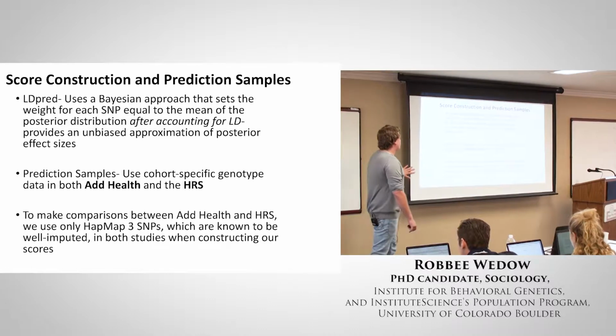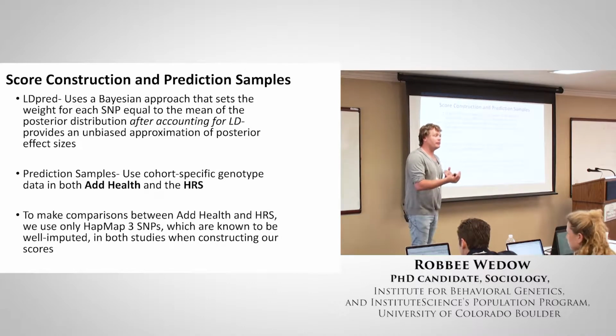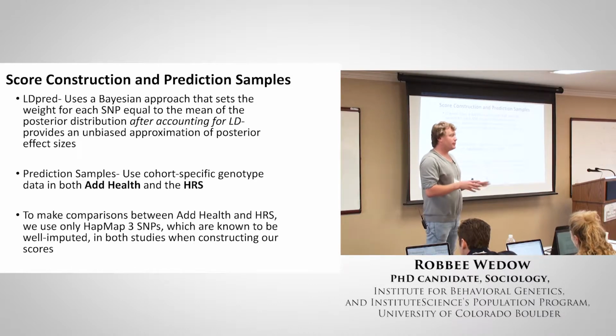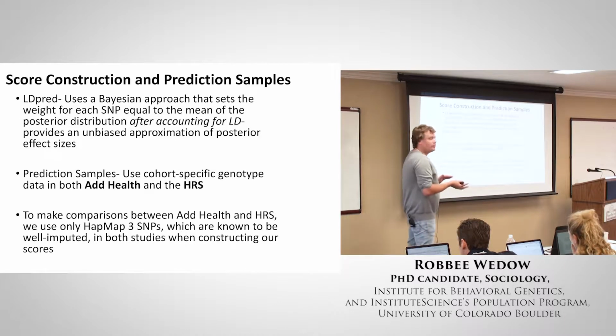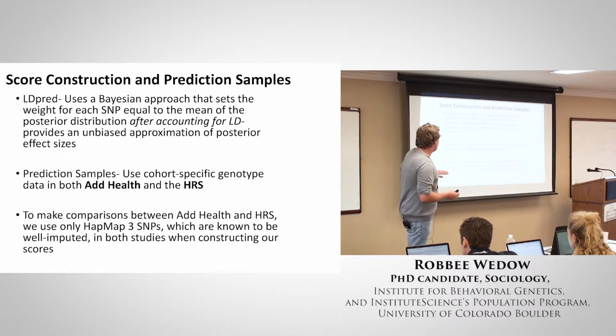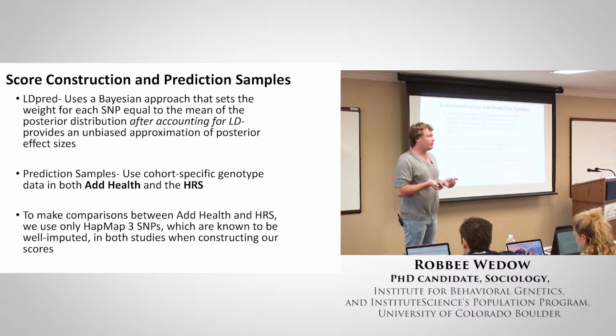And Isu mentioned this point earlier in the week, but in this prediction section, we're actually interested in making comparisons between our scores in AdHealth and in HRS. So we'll impute both of our data sets. This is a little bit different than what you've done. You were using genotyped SNPs. Here we'll be imputing both data sets, and we'll be using HapMap3 SNPs from those imputations. This allows us to make fair comparisons, and also we know, as we talked about earlier, that those SNPs are known to be reliably well imputed.